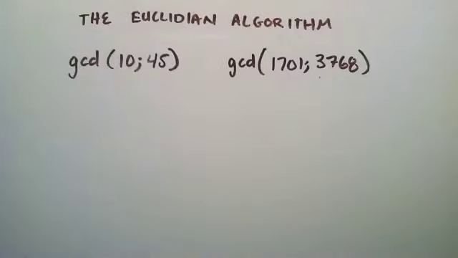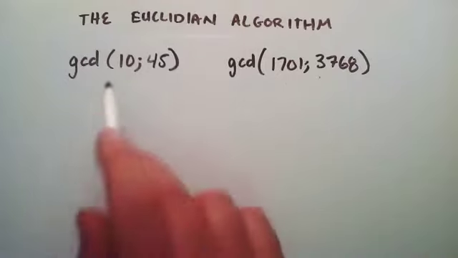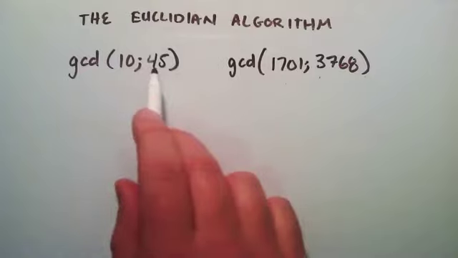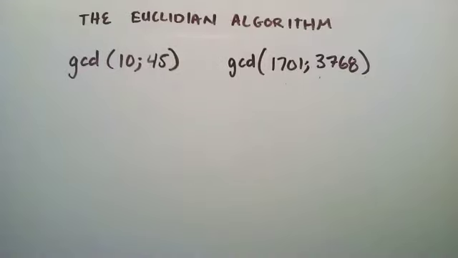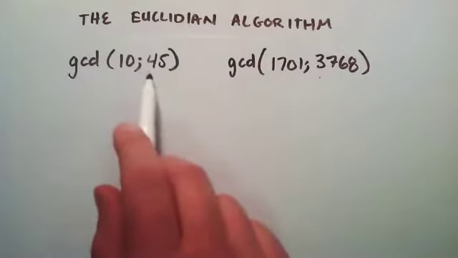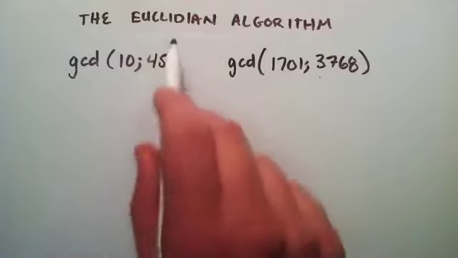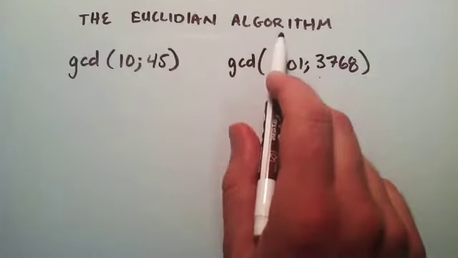In this tutorial I'll be showing you how to find the greatest common denominator by using the Euclidean algorithm. So for this first example I've got the numbers 10 and 45, and the greatest common denominator is going to be the largest number that divides both 10 and 45 evenly. So in this case it's going to be the number 5, but if we couldn't see that we could use the Euclidean algorithm to find the same answer.